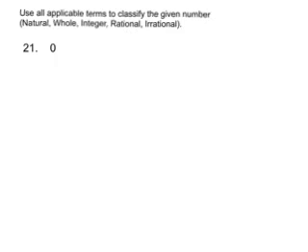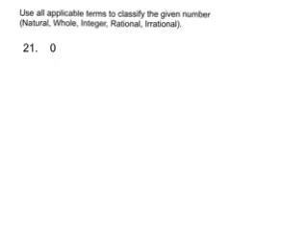Number 21, use all applicable terms to classify the given number. So notice it gives us the terms. It's natural, whole, integer, rational, irrational. Natural numbers, whole numbers, integers, rational numbers, or irrational numbers. The only one it doesn't have in there is real numbers, which all of these belong to.